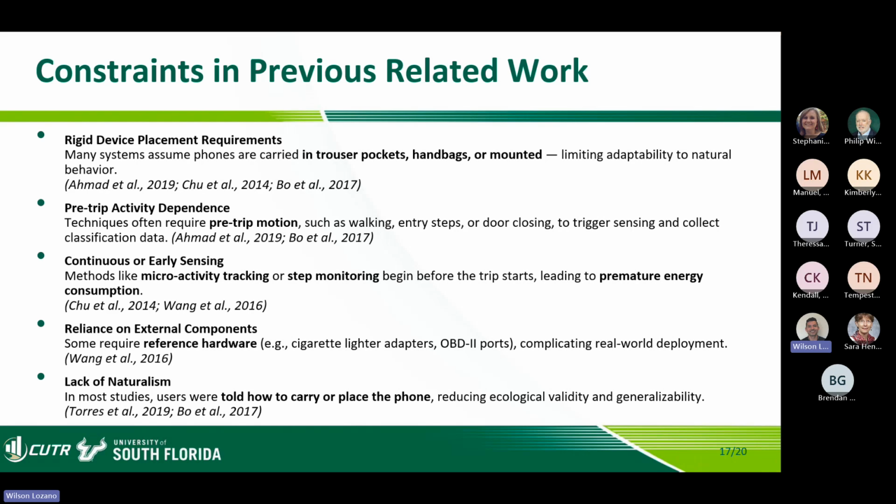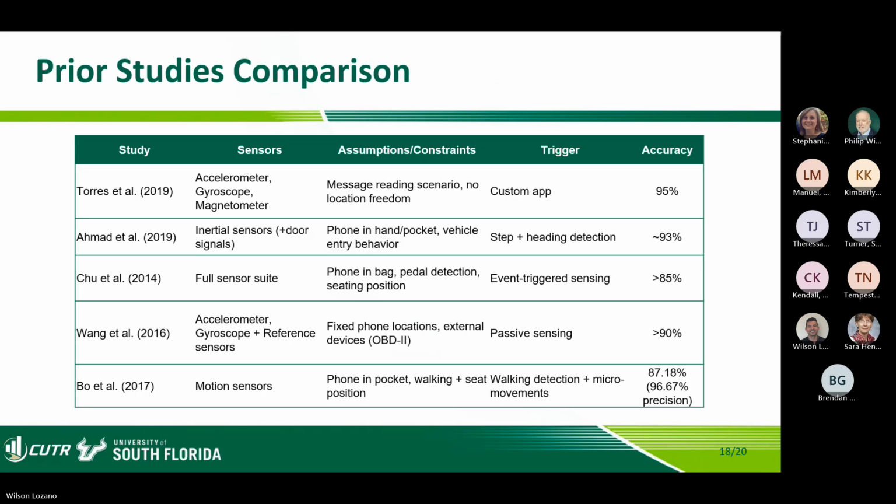Which constraints did we find? Again, rigid device placement requirements. Per-trip activity dependence, which I mentioned before, so I won't go over it again: we need to be walking, we need to enter steps, etc. They need continuous sensing. They need reliance on external components; sometimes you need to communicate with some other device inside the car. And of course, lack of naturalism. This is a table from some previous studies that we analyzed.